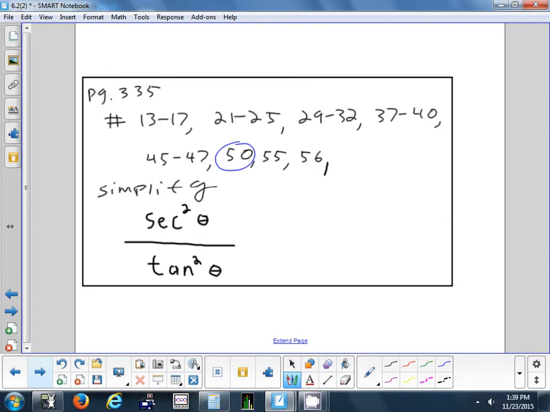And try to simplify this identity. Secant squared over tangent squared. If you get stuck, pretend it was secant over tangent. Do that first. And then secant squared over tangent squared, almost the same idea.